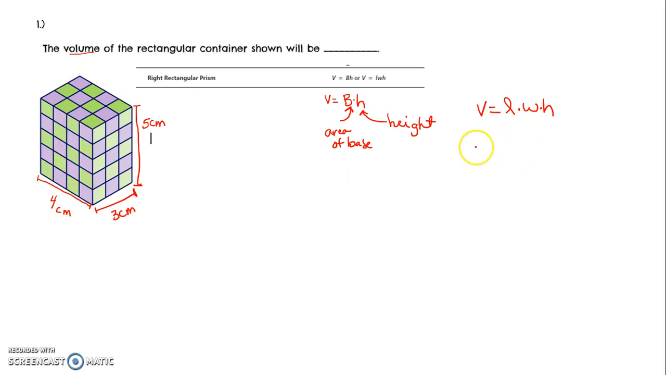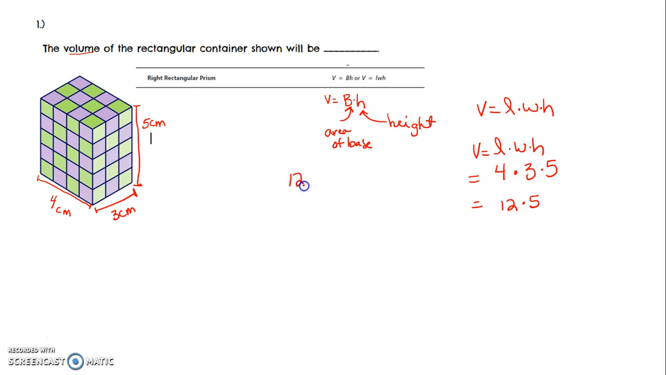So I can just go ahead and use the formula. Volume equals length times width times height. Well, our length is 4 centimeters. Our width is 3 centimeters. And our height is 5 centimeters. 4 times 3 is 12. And then we'll do 12 times 5.